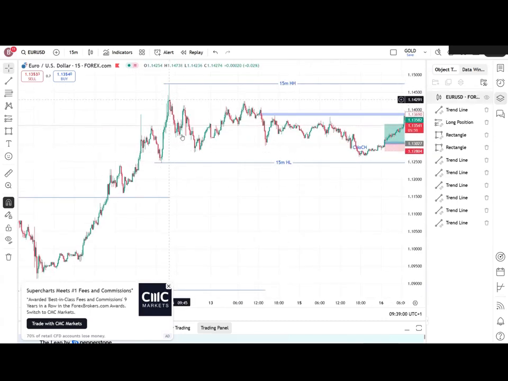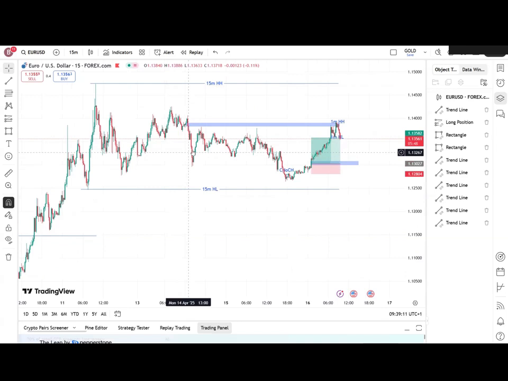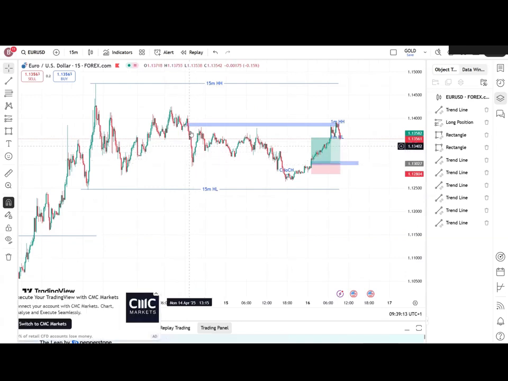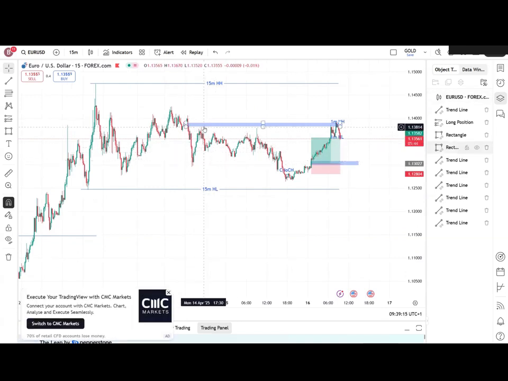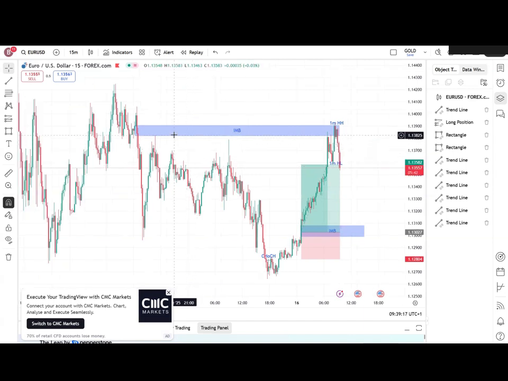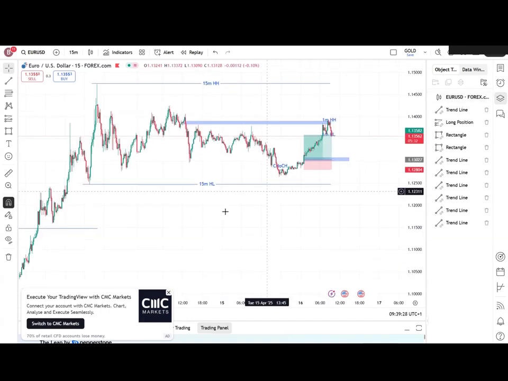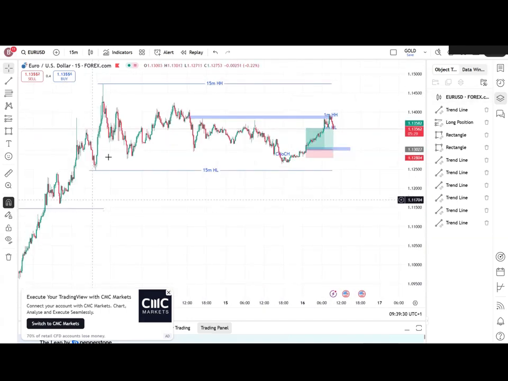which means the 15 minutes pullback, and then change character to the upside, then started a rally up to this point, and then change character again to the downside, which means the pullback is not done yet. So pullback, then break of structure again to the downside from here, pullback, another break of structure up to this point. Then it cleared all this liquidity.